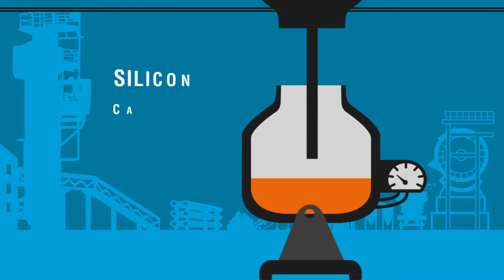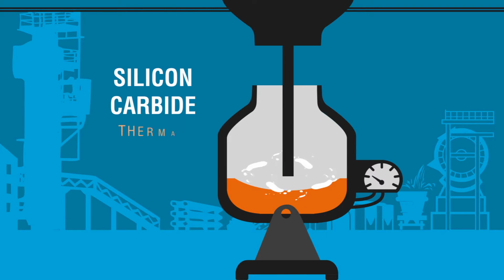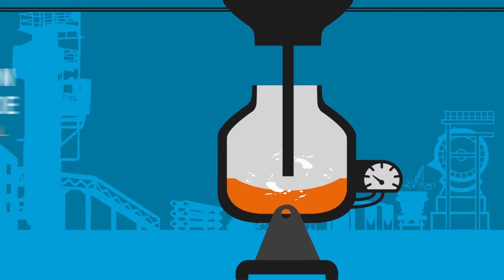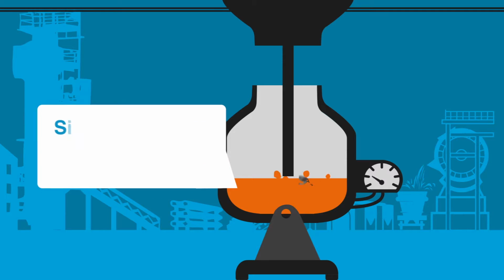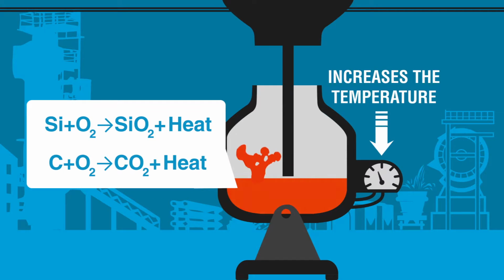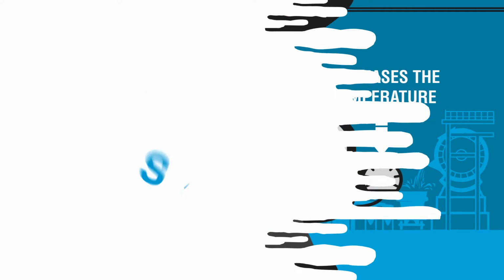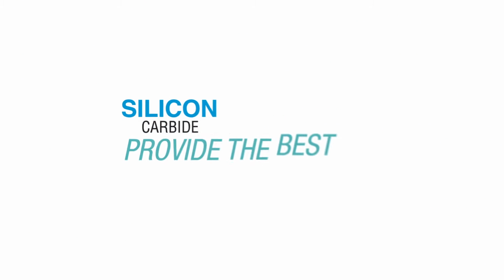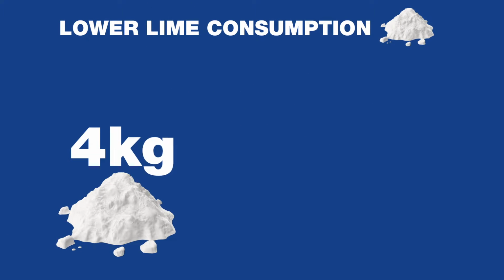In the furnace LD, the silicon carbide is added as thermal input in the process, meaning when the liquid metal is below the expected temperature, the silicon carbide is added, and by means of chemical reactions, the temperature of the metal increases. The silicon carbide provides the best cost-benefit and lower lime consumption for the same basicity of slag.